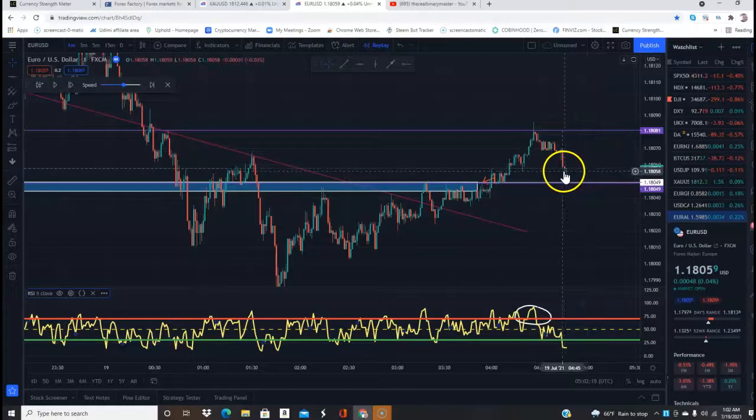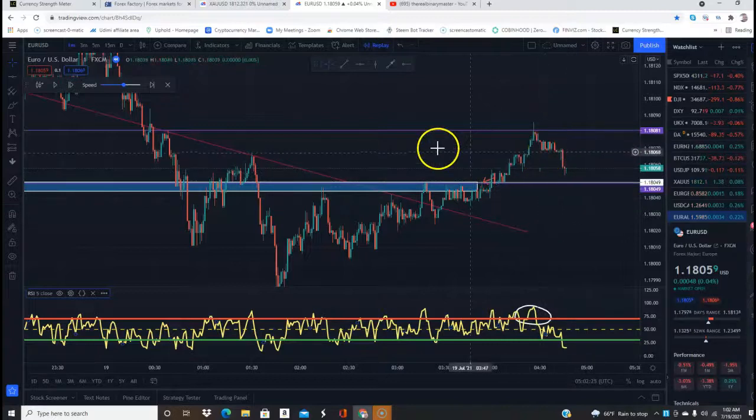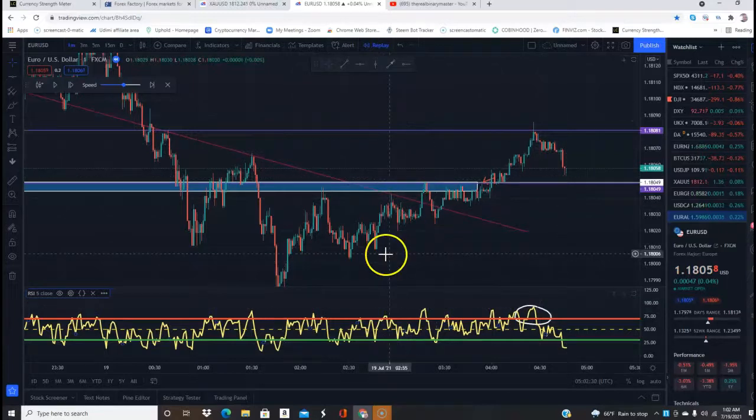We did have a wick rejection off of this area. So if price did work down and touch this area, or even this area at 0.49, you know, you could go ahead and enter a low risk 3-minute buy. Let's see if we get that.